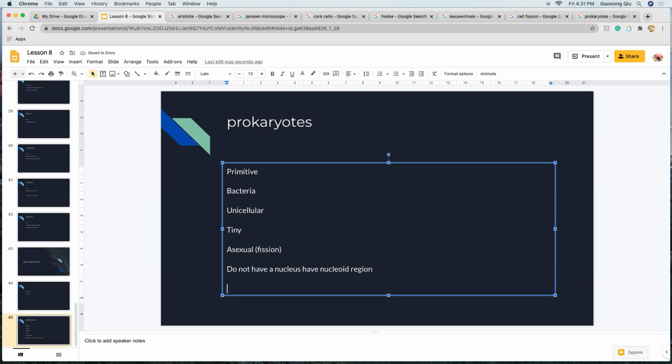Some prokaryotes apparently don't have a cell membrane. I have that written down here. Okay.